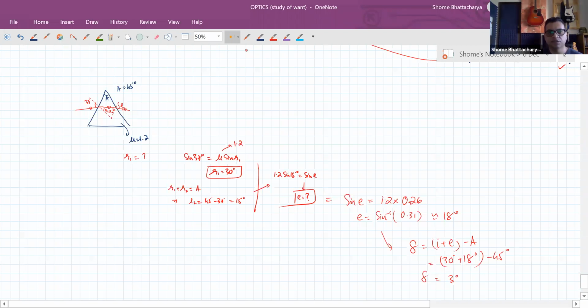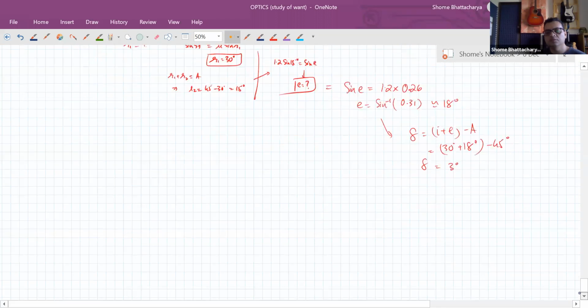So this is that kind of situation where the deviation is very less. So something like this is happening. The light which is emerging out has comparatively less deviation. It's not evident in my diagram. It should be even less.